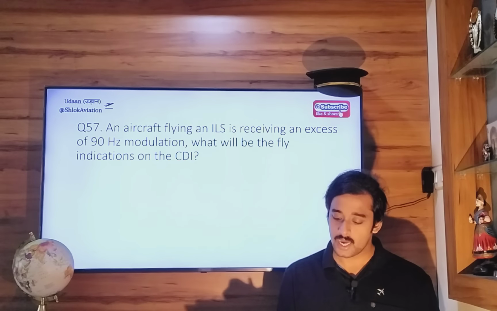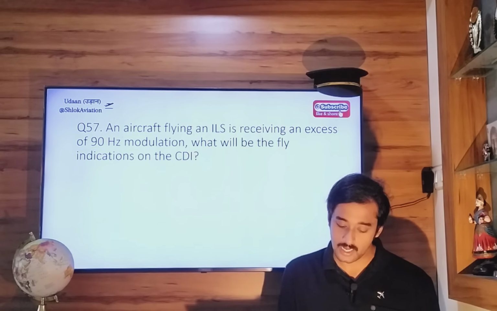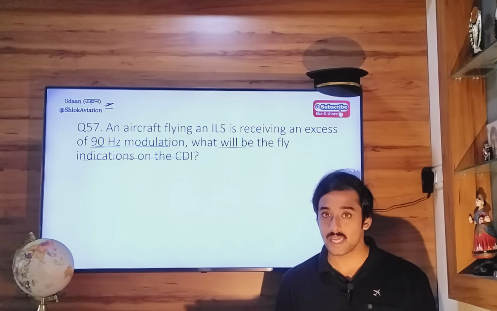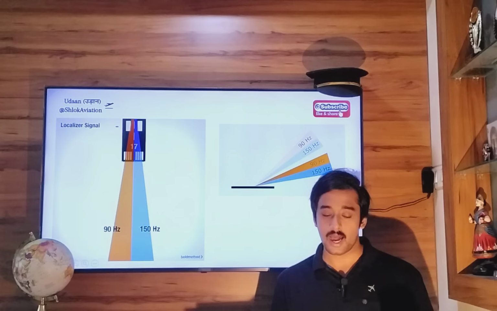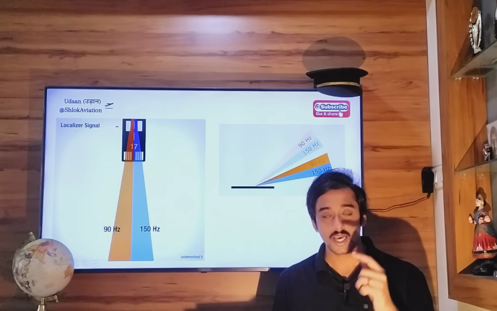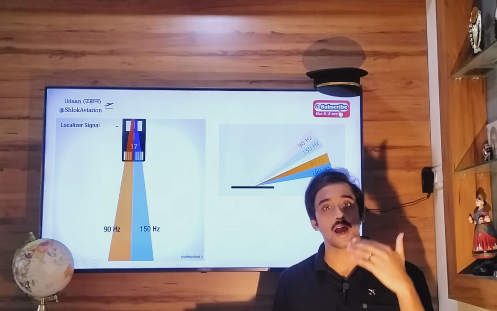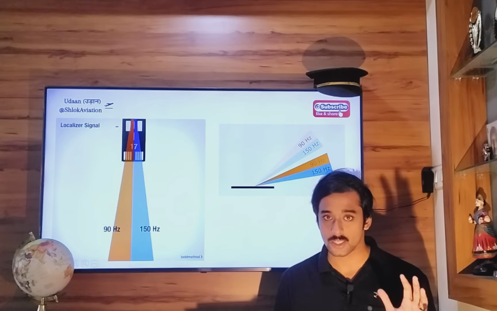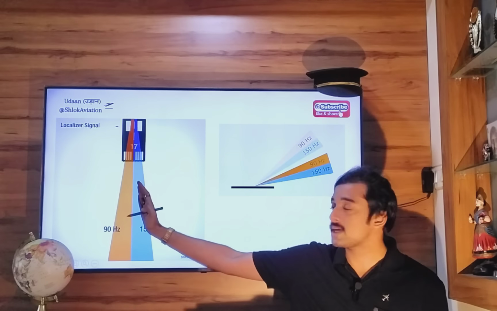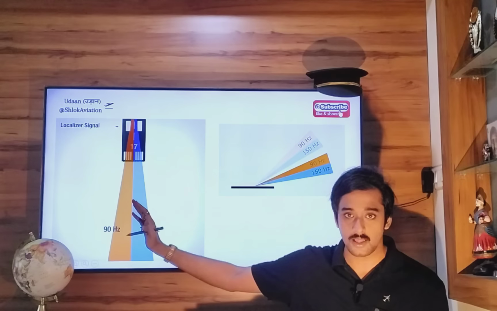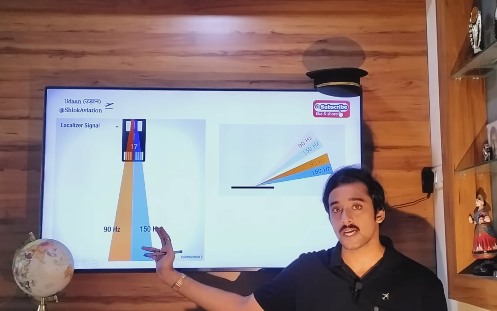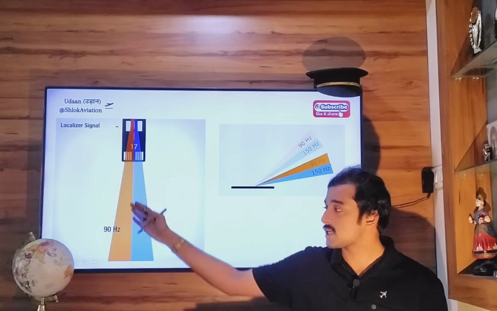Aircraft flying an ILS is receiving an excess of 90 Hz amplitude modulation. What will be the fly indications on the CDI? Okay, now this ILS instrument gives you fly left, fly right indications. Along with that, it will also give you fly up, fly down indications. Now let's focus on the localizer. When we are talking about localizer, the 90 Hz amplitude modulated signal will be to the left of the center line. 150 Hz signal will be to the right side of the center line, extended center line.